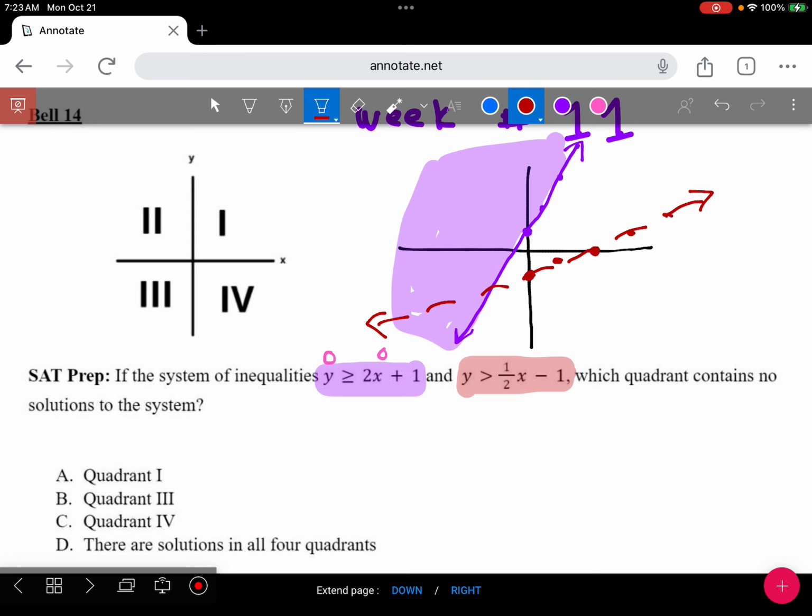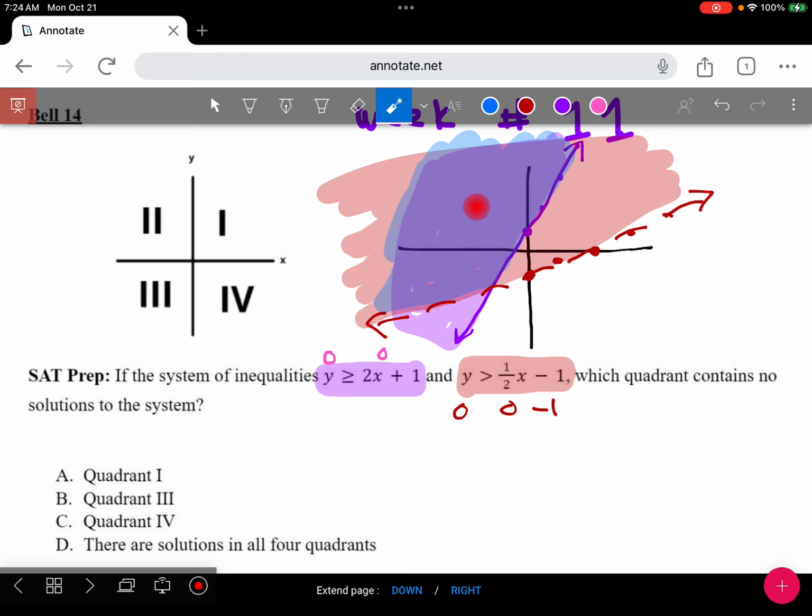So are we going to shade above or below this line? Above. Again, think about substituting in 0, 0. 0 greater than 1/2 times 0 minus 1. 0 is, in fact, greater than negative 1. So that's this guy here. So we can see our system, the place where we have both colors shaded, that's here. In this space, where it's got both colors.